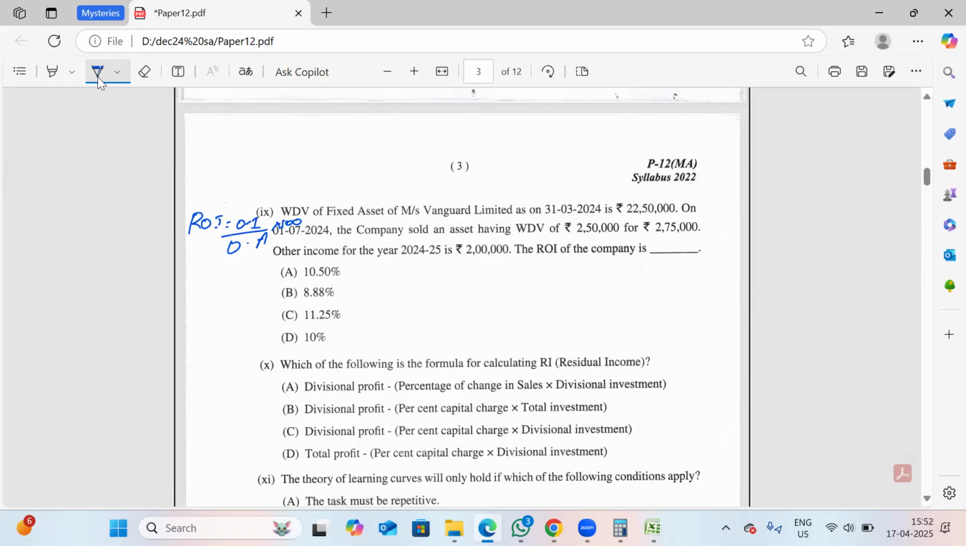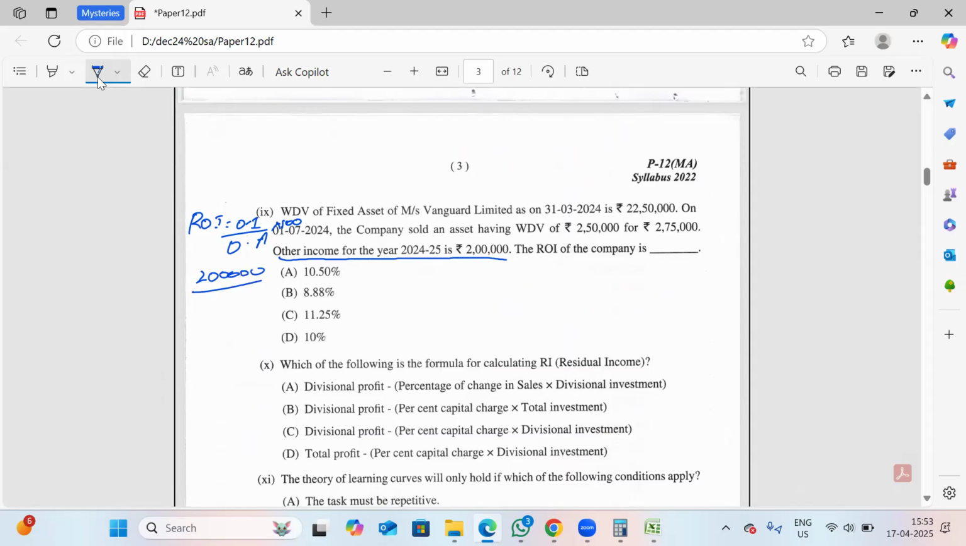They have mentioned this as other income. So apart from this sale of fixed assets, they have mentioned 2 lakh. We should not include this again. So the profit on fixed asset is not included here. That is clear because they have mentioned other income for the year. So this is assumed to be the operating income. So operating income is 2 lakh.